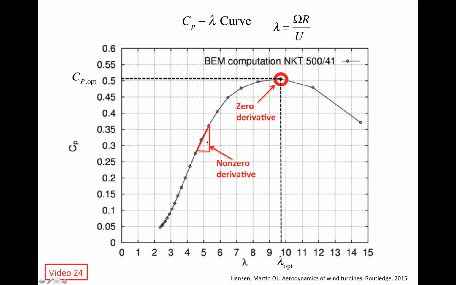So the control system can be designed in such a way that it can detect the amount of change in CP caused by a small change in TSR. So if a small change in TSR produces zero or negligible changes in CP, the control system knows that it has reached the peak of this unknown CP-lambda curve, and then we'll stop pitching the blades any further.